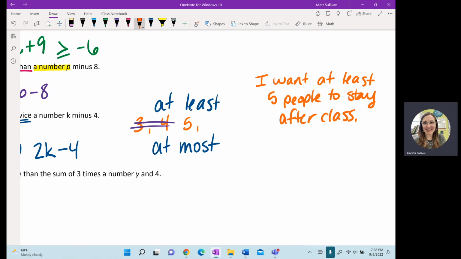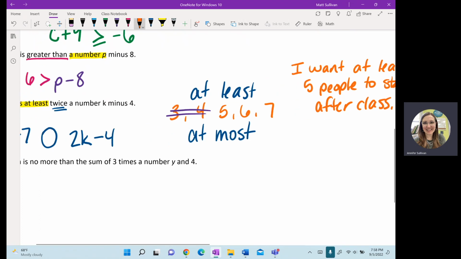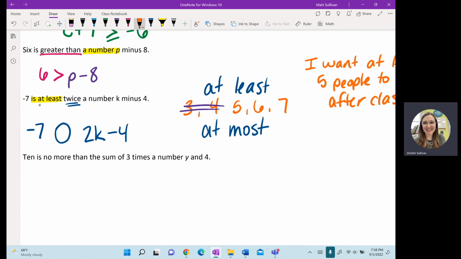If I'm talking about at least, that means 5 needs to be the least that I'm good with. And then I need to go greater than that. Okay. So I need the greater than sign. -7 is at least. So I need greater than or equal to -7. Okay. These are where I get tricky. Let's talk about at most here. That way you have something to reference.